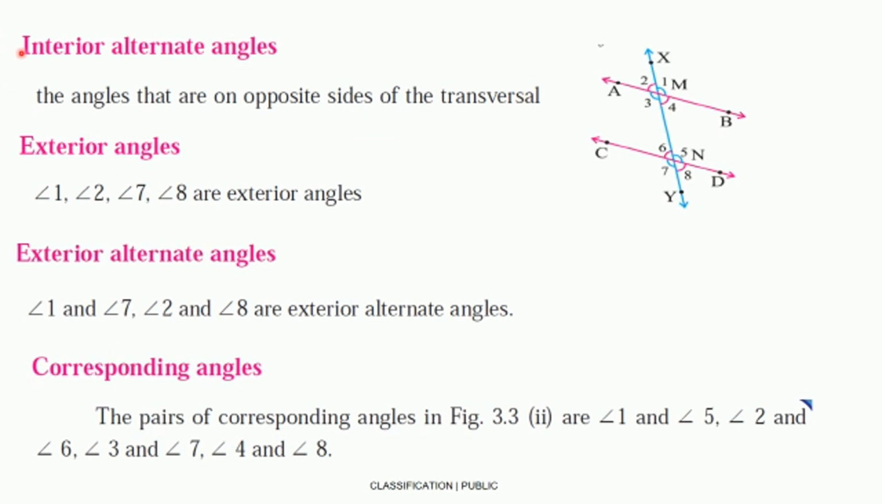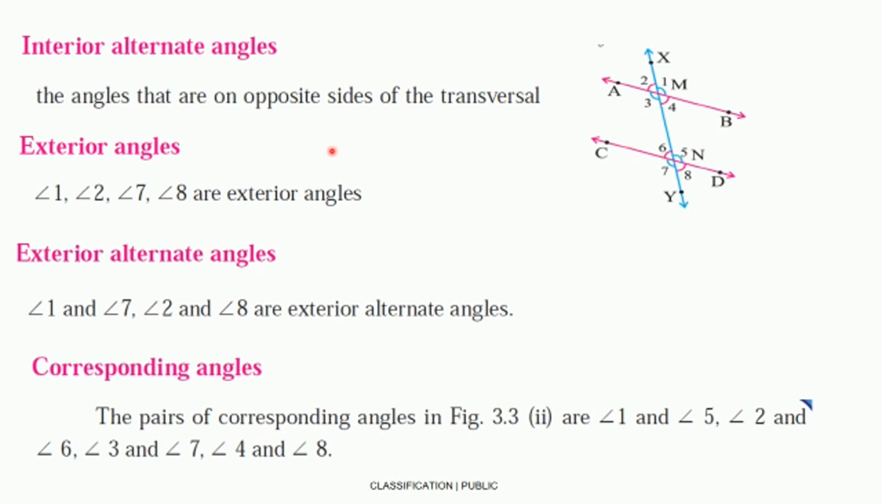Second one, interior alternate angles. Already we know about interior angles, that is 3, 4, 5, 6. Alternate means the angles that are on opposite sides of the transversal. That means this is the opposite side: angle 3 and angle 5, angle 4 and angle 6 are on opposite sides of the transversal. They are called interior alternate angles. Shall we go to the next one?